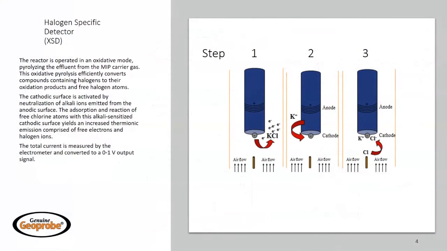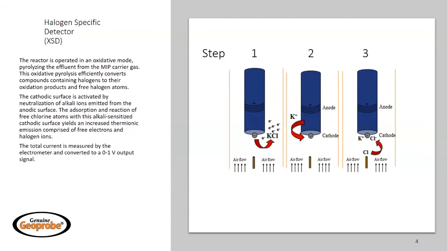The XSD responds specifically to electronegative molecules such as those containing fluorine, chlorine, and bromine. The XSD operates in an oxidative mode. With internal core temperatures of 1100 degrees Celsius, analytes are broken down into their oxidative products and free halogen atoms. In the middle of this heated zone of the detector, there is an activated platinum electrode. When the free halogen atoms absorb to this surface, they yield an increased thermionic emission, which is measured as a current.